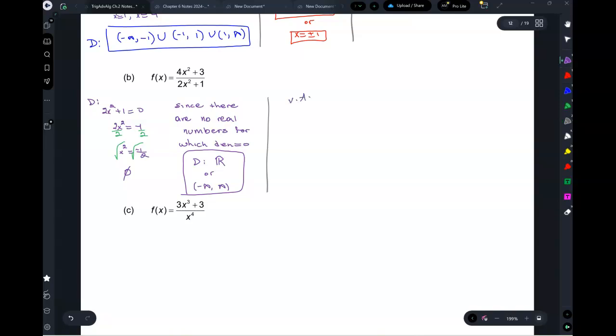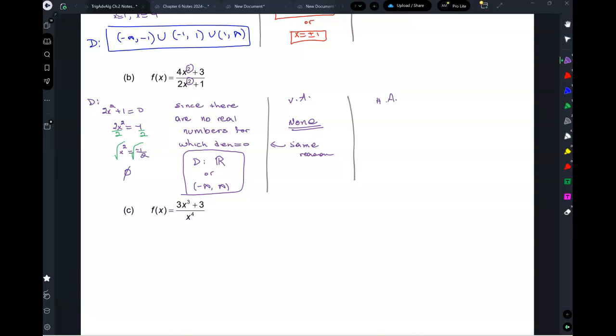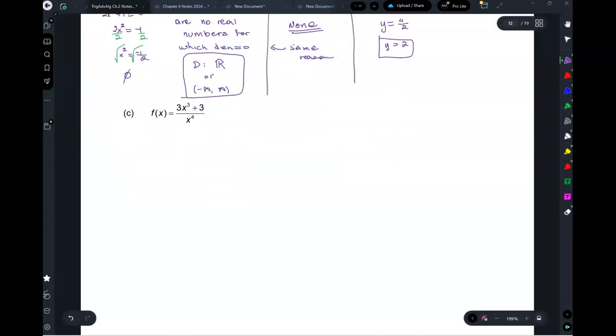Okay, vertical asymptote. Since the denominator is never 0, none. Okay, for the same reason. Horizontal asymptote. So let's compare degrees. Look, they're the same. Right? So when they're the same, I just say y equals 4/2. Y equals 2. Cool?